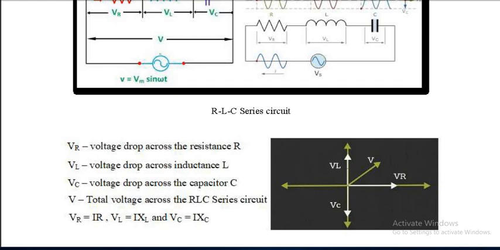Then you can see VL will be over here, because if this is current, current should lag in inductive circuits, so in the anticlockwise sense VL is ahead. Similarly, in capacitive circuits the current should lead, so in the anticlockwise sense, again by 90 degrees, VC is drawn like this. Now with VR on the x-axis, VL on the positive y-axis and VC on the negative y-axis, is it feasible to draw a resultant?